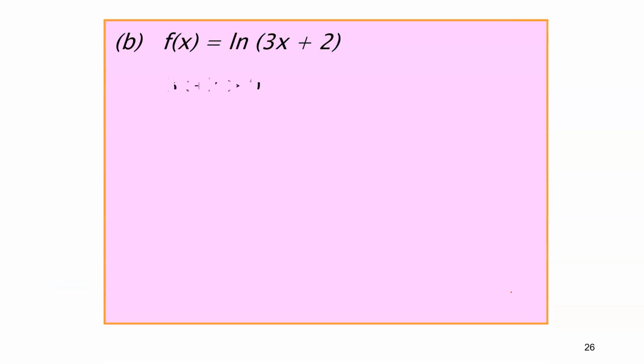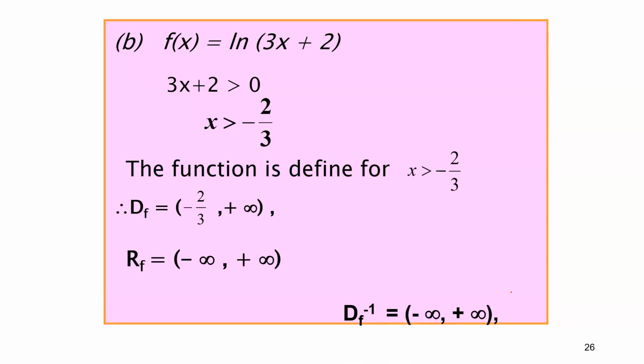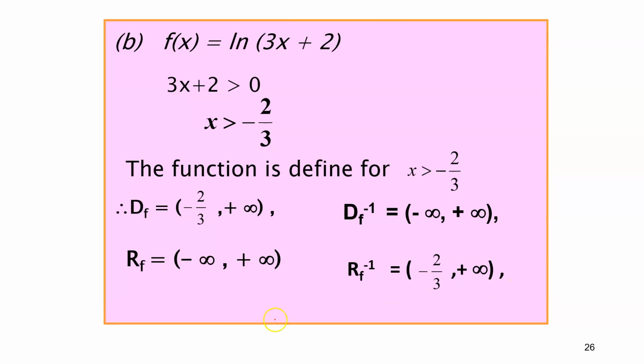Next, you have to determine the domain and the range of the inverse function and the original function. So in here you have ln(3x + 2). Ln, you must have a positive number which is greater than 0. So 3x + 2 must be greater than 0. You have x, the rest you bring it on this side. x must be greater than negative 2 over 3. So remember, x value is our domain. So the function is defined for x greater than negative 2 over 3.